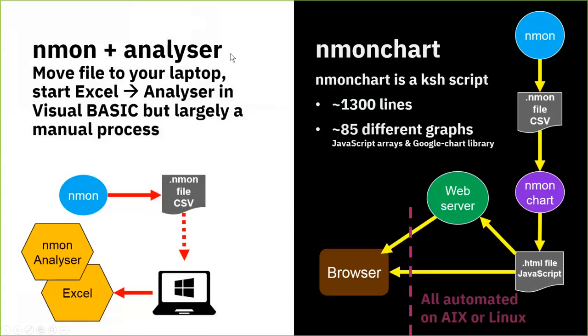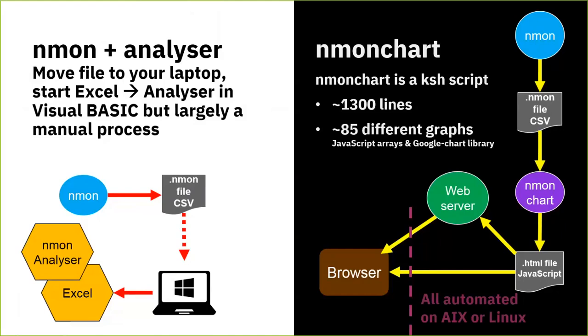Okay, so on the left-hand side we have the NMON analyzer. You move the file to your laptop, whatever you're running there. You're probably running Excel, and the analyzer is an Excel spreadsheet with lots of Visual Basic in there, and it generates all the graphs for you. So that's the way we work. Somewhat old-fashioned, really. Collecting files, moving them to your laptop, and putting them through Excel to grab the graphs.